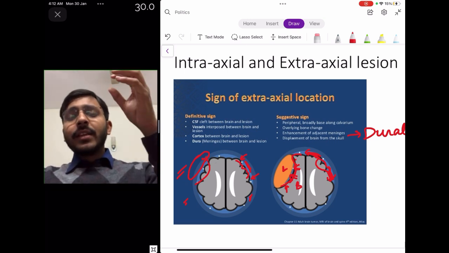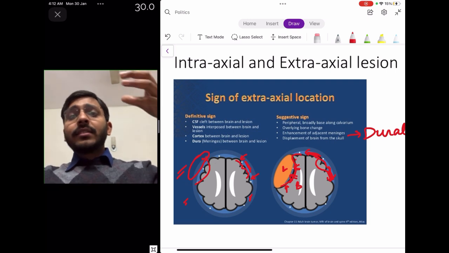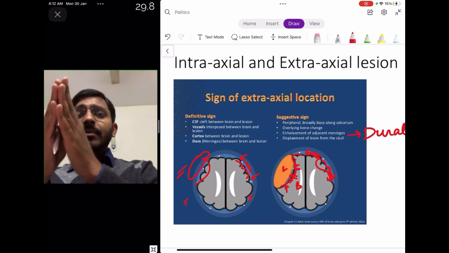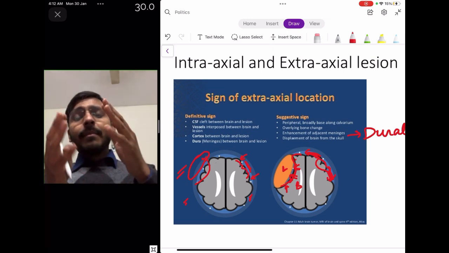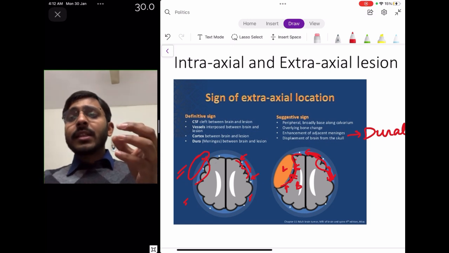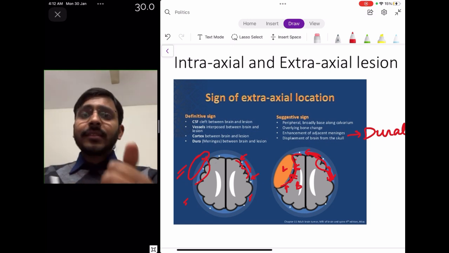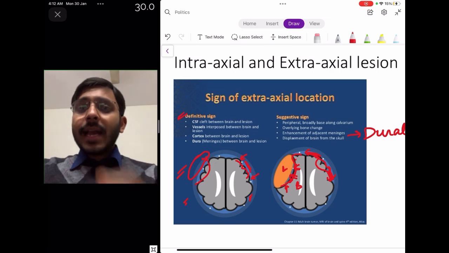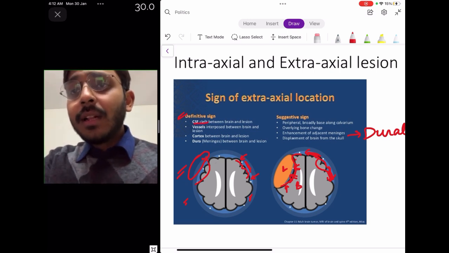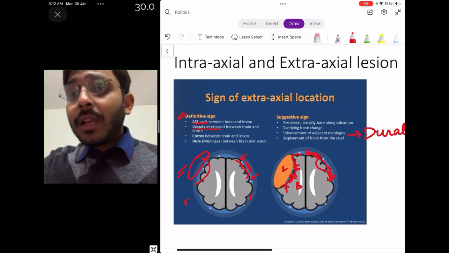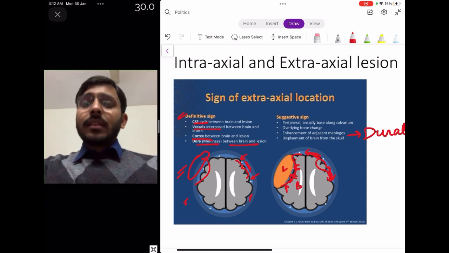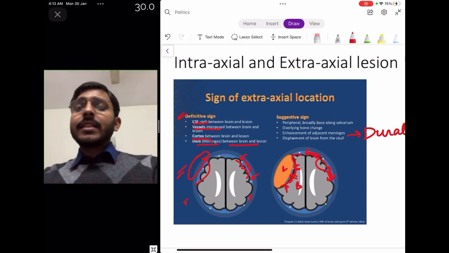So for example, if there is a meningioma arising from the dura mater, the CSF that is present inside the arachnoid mater will be present between the lesion and the brain. The vessels will also be present between the lesion and the brain. So these are the definite signs that the lesion is in an extra-axial location. So a CSF cleft, vessels interposed, cortex between the lesion and the brain, and dura mater between lesion and the brain. These are definite signs that the lesion is extra-axial.